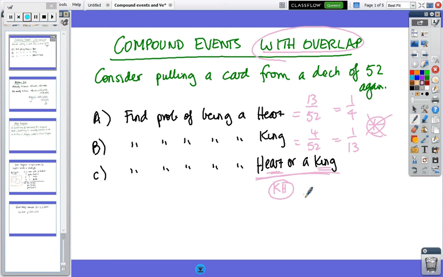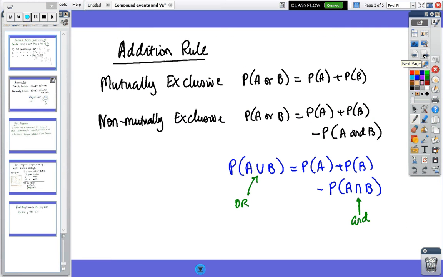So using our common sense, hopefully, there are 13 hearts, and one of those 13 is the king of hearts. There are 3 other kings, not 3 other hearts, 3 other kings. So the answer is 16 over 52, and we can divide through by 4, so the answer is 4 over 13. Okay, so coming across to the next slide, we come up with 2 formulas now.